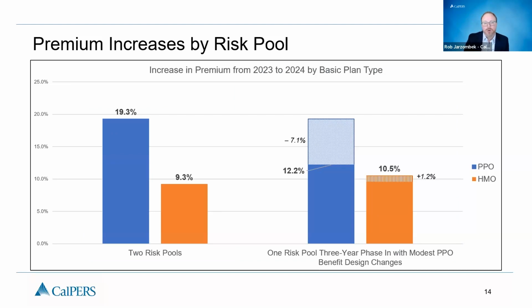Here we show the PPO and HMO premium increases under the current 2 risk pool model and with the transition to 1 risk pool over 3 years. With the 3-year phase-in, which includes the modest PPO benefit design changes I just talked about, this led to a 12.2% PPO increase and an overall 10.5% HMO increase. The transition to 1 risk pool gives much needed premium relief to the PPOs while minimizing the impact to the HMOs.